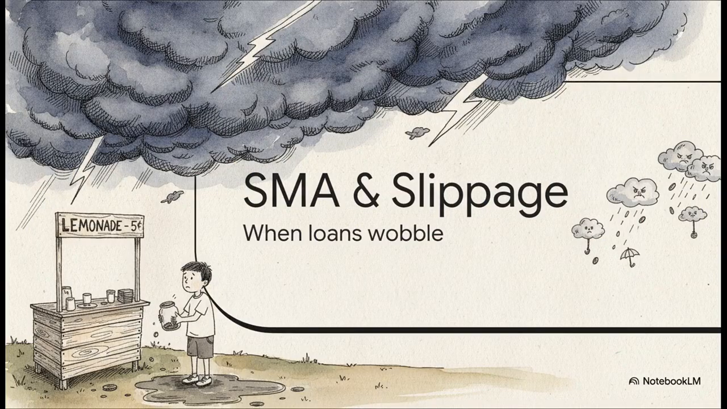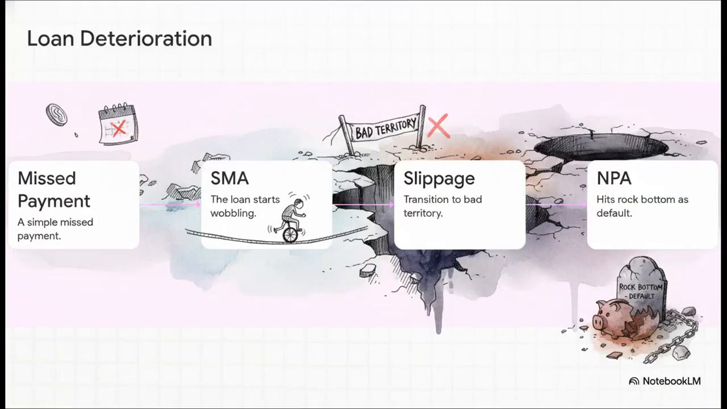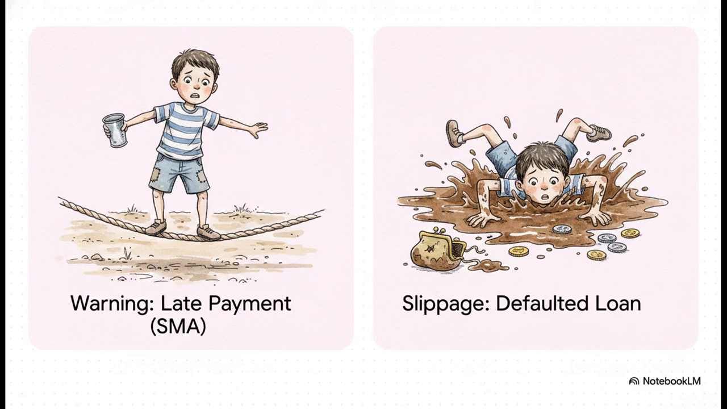Moving right along to Section 2, storm clouds, SMA and slippage. Basically, what happens when loans start to wobble. Let's look at how this tension actually builds. Because a loan doesn't just spontaneously combust, right? It follows a very clear chronological deterioration. It starts with a simple missed payment, nothing crazy. But then it becomes an SMA, where it starts really wobbling. If it isn't fixed, it experiences slippage, crossing that dreaded line into bad territory, until finally, boom, it hits rock bottom as an NPA.